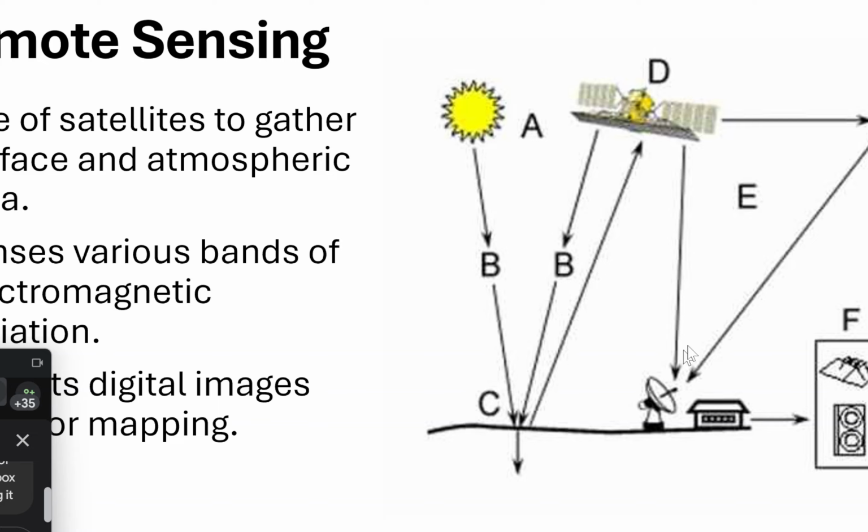So what happens is that you have some ground receiving stations where you get these satellite information or images, and then those images are processed, and then we use them for various purposes.